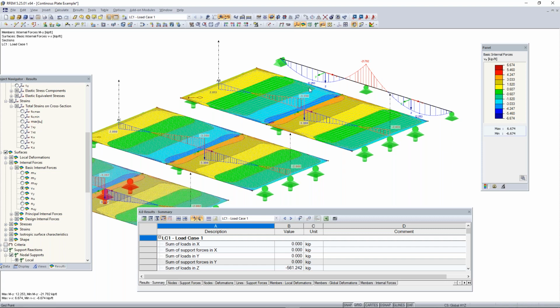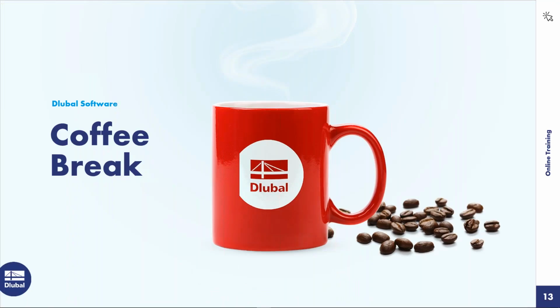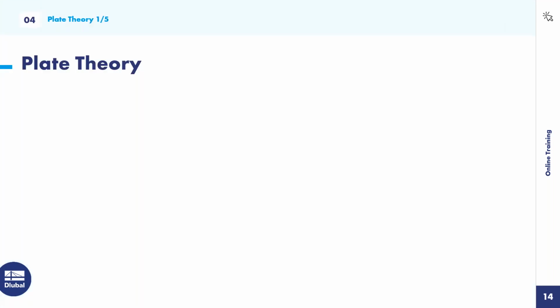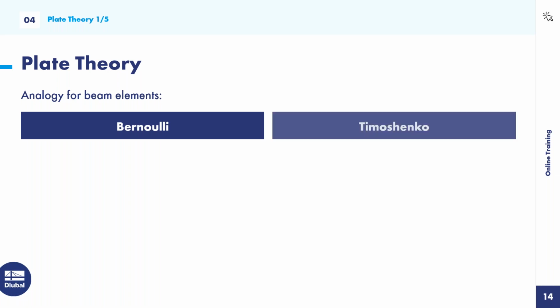And so right now I just want to go back to the PowerPoint so we can go over and compare some plate theories. So if I hop back to the PowerPoint, then we can go over plate theory. To help understand these plate theories, I will use beam element theories as an analogy. So for the beam elements, the first beam element theory is Bernoulli's, and the second beam element theory is the Timoshenko theory.